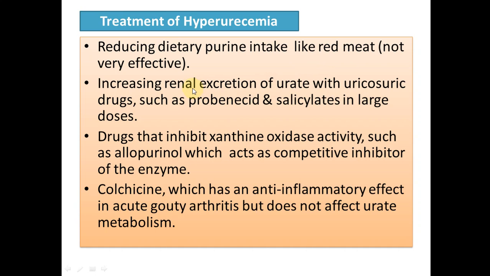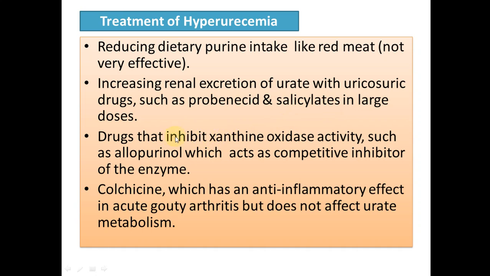We may also increase the renal excretion of the urate with drugs known as the uricosuric drugs, for example, probenecid and salicylates, which are also anti-rheumatic and anti-inflammatory drugs. And also, they act as painkillers.